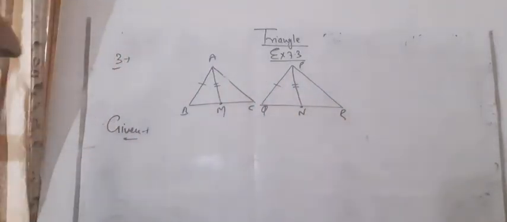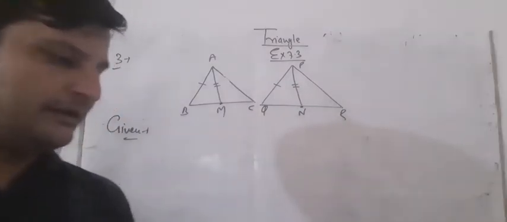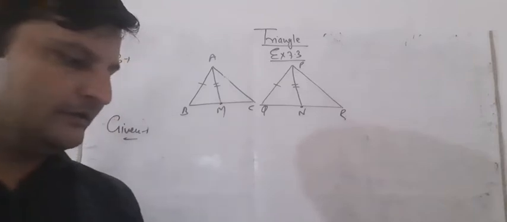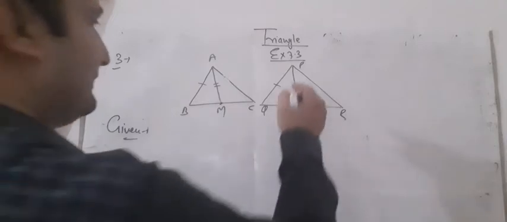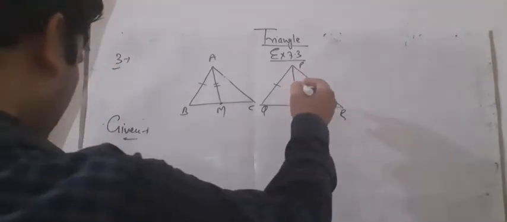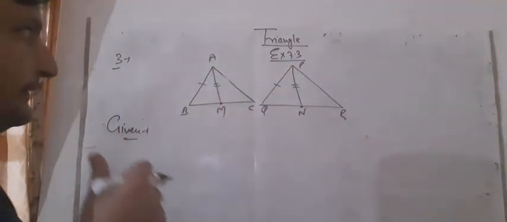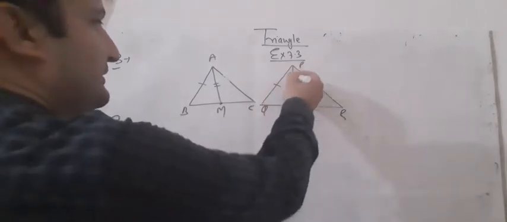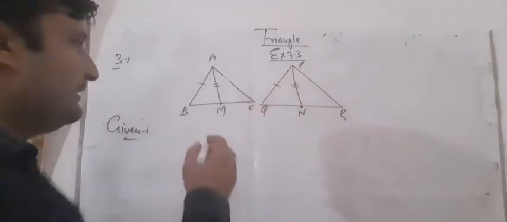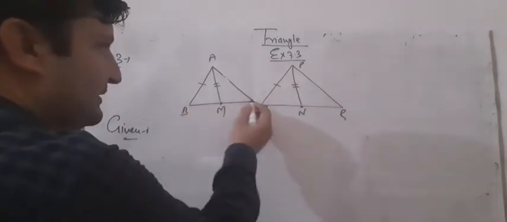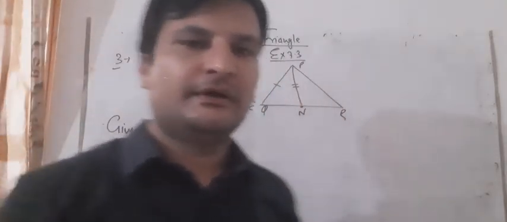And what is given in this question? In this question, two sides AB and BC and median AM of one triangle ABC are respectively equal to sides PQ and QR and median PN of the other. It is given that AM is equal to PN, AB is equal to PQ, and BC is equal to QR. But I have told you that a median divides it into two equal parts, meaning it bisects.